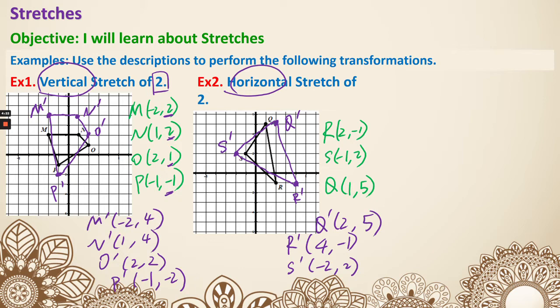In case you didn't notice, this is quite different from dilation. In dilation, the image is basically parallel to the original shape. But here, they are not. They are actually different. They are not parallel. So that's something about horizontal stretch and vertical stretch.